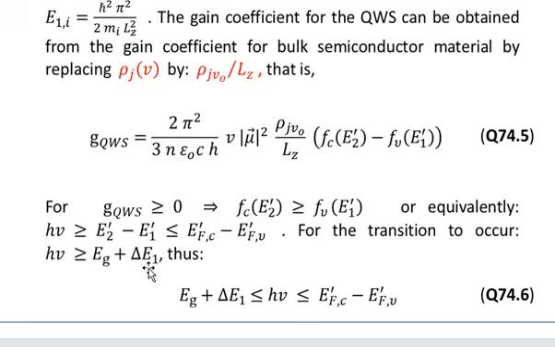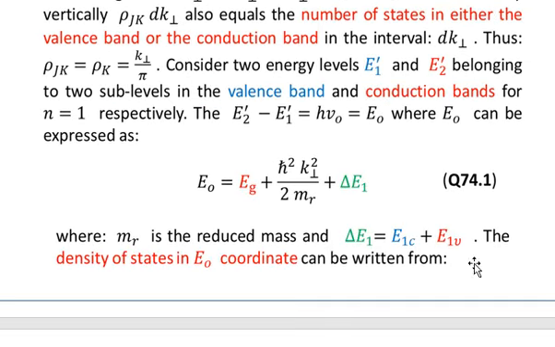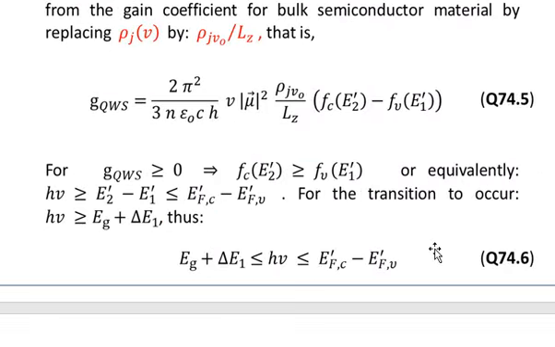Because delta E1, as we have already mentioned, includes E1V plus E1C, that is, the energy corresponding to the level in the valence band and the energy corresponding to the sub-level in the conduction band. So these two energies, this is what we are talking about over here, that is delta E1.